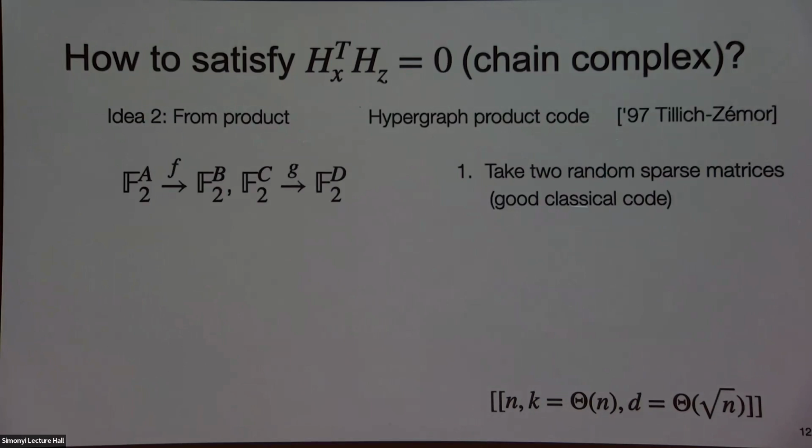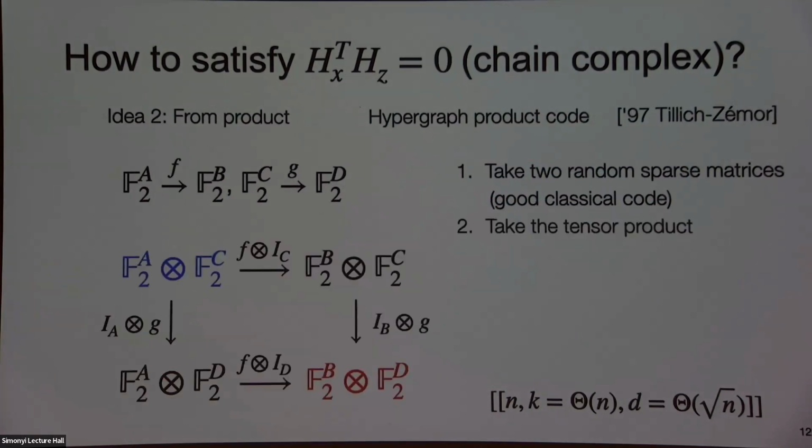So first we take two random sparse matrices, and as we mentioned, you can show that these are good classical codes. And now we can take a tensor product of the two maps. So here we take a tensor product of two vector spaces that gives you F2 to the A tensor F2 to the C, and so on. So you have these vector spaces, and the linear maps again induce from F and G.